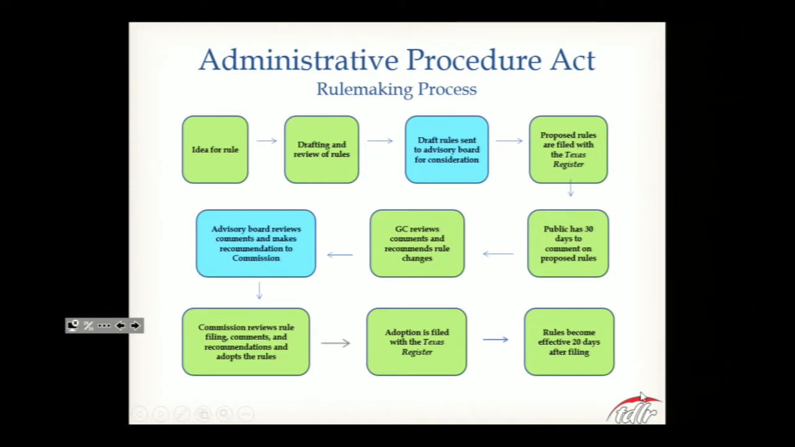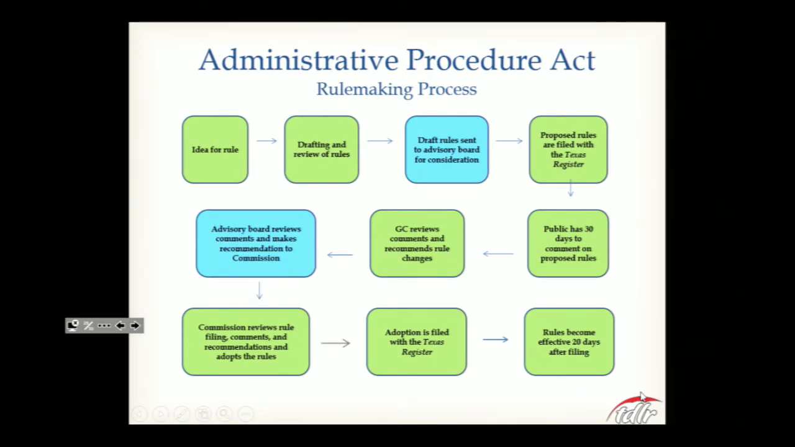Just a little run through of the rulemaking process. And this has changed just a little bit from what's in front of you. So you'll have the idea for the rule. Sometimes, let's just say that it's a staff-driven rule recommendation. We'll then internally draft and review. We'll make a draft rule, which we will then present to your advisory board for consideration, at which you'll comment and recommend changes. And once this body recommends publication of the rule, we will file the rule with the Texas Register. It gets published in that document, and it gives the public 30 days to submit comments on the proposed rule.